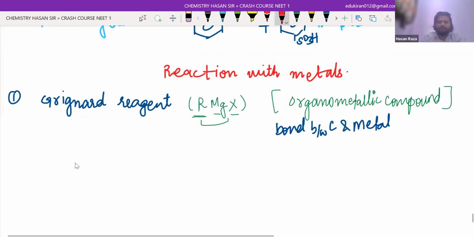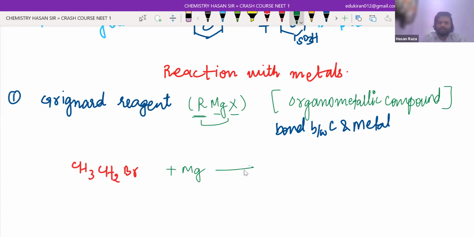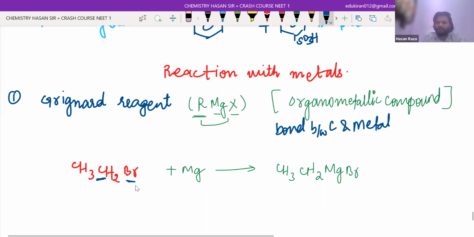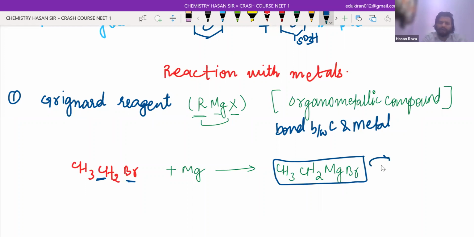So first of all, I'm going to react this Grignard reagent, CH3CH2Br. You can see this is your alkyl bromide, or bromoalkane, you can say. And if you react this with magnesium, then see what will happen. This magnesium is very reactive, so it will be CH3CH2 Mg Br. It becomes CH3CH2MgBr. It will come in between carbon and bromine, and it will form this, which is called Grignard reagent. And it is very, very reactive, highly reactive.